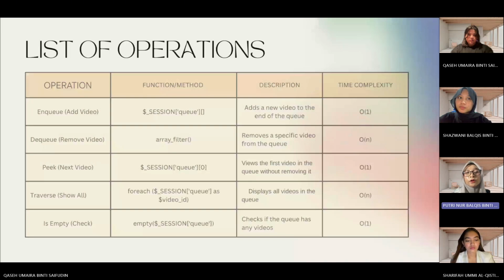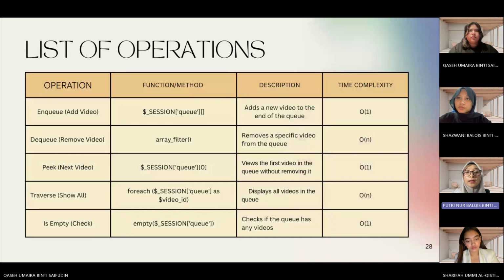Here are some common operations used to control the watch queue and their functions. Enqueue adds the video to the end of the queue, in O(1) time. Dequeue removes the first video, or O(N) if using an array. Peek shows the next video without removing it. A for-each loop is used to display all videos in the queue. IsEmpty checks whether the queue is empty. These operations help make the system run smoothly and efficiently.